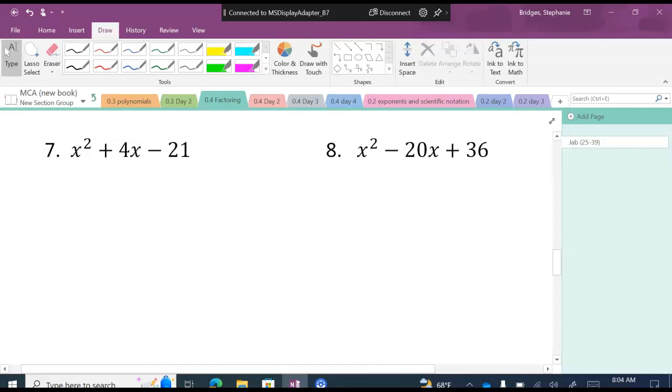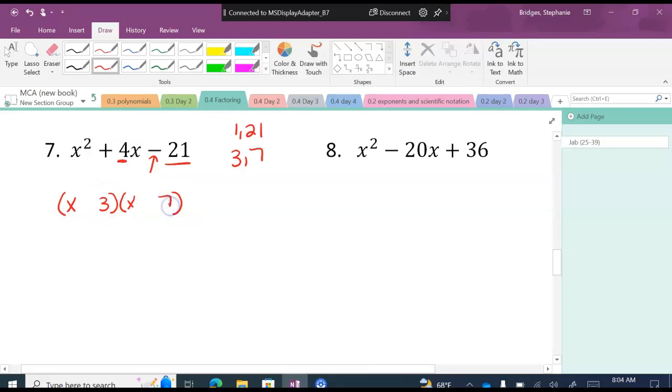With number 7, x squared plus 4x minus 21. Do I have a GCF? Anything in common? No. All right. So I want numbers that multiply to give me 21 and subtract to give me 4. I got 1 and 21, and I've got 3 and 7. Which pair subtracts to give me 4? 3 and 7.